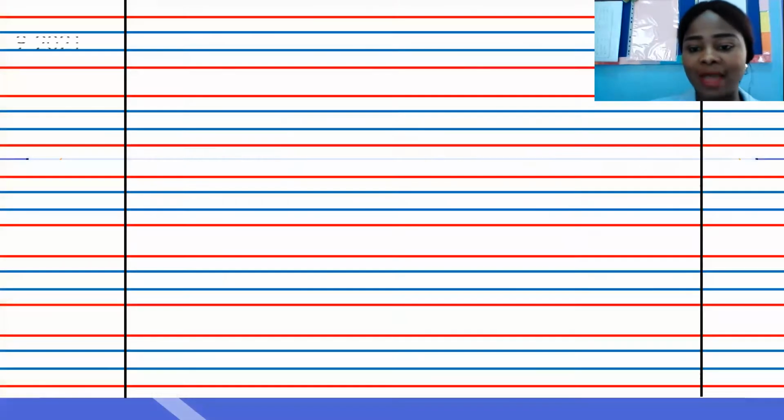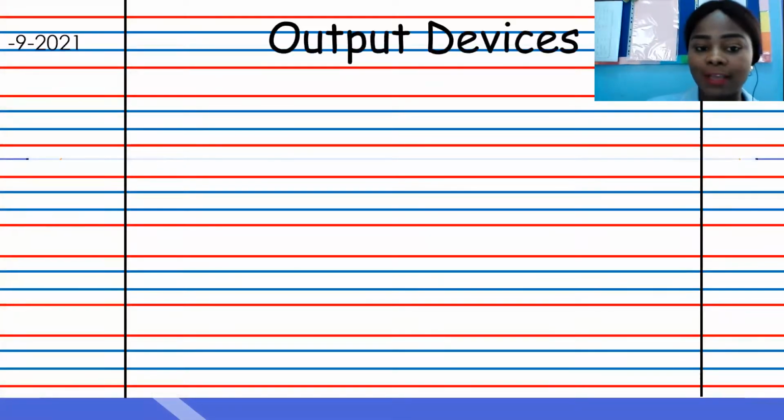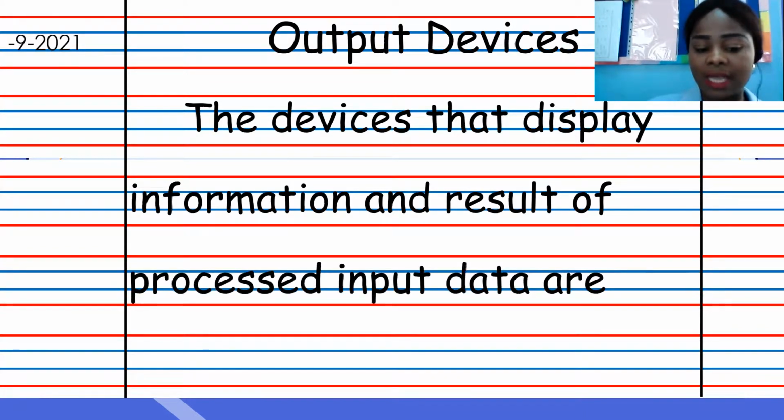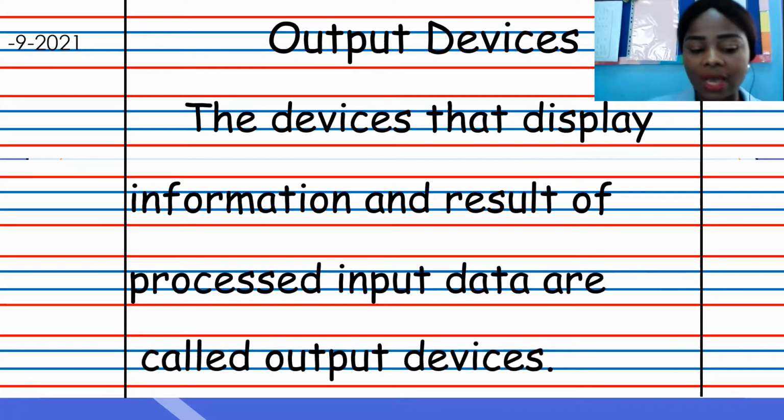Now you're going to bring out your 4-line computer notebook and write the sentence you can see on your screen. Output devices. The devices that display information and results of the processed input data are called output devices.